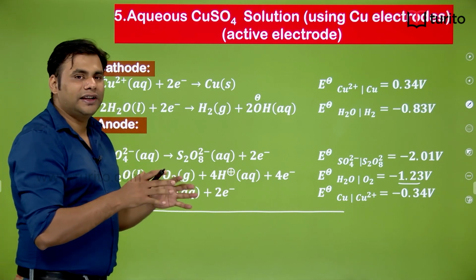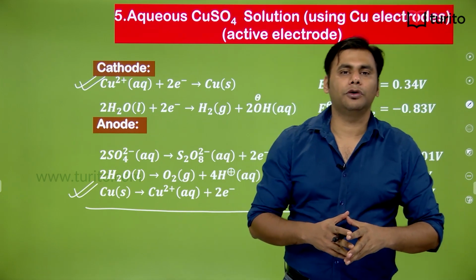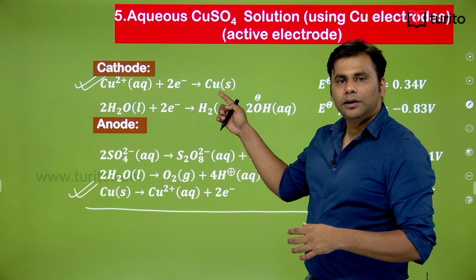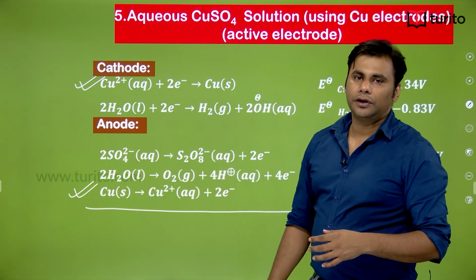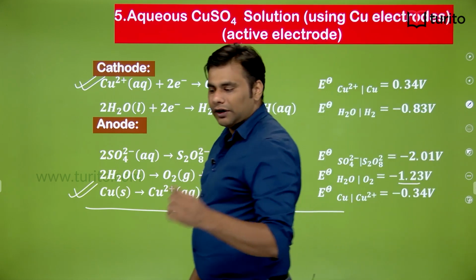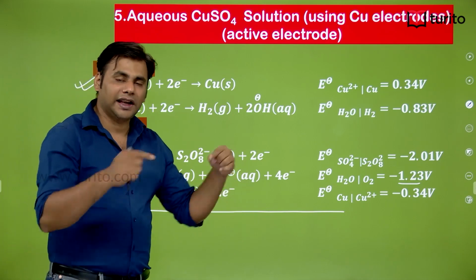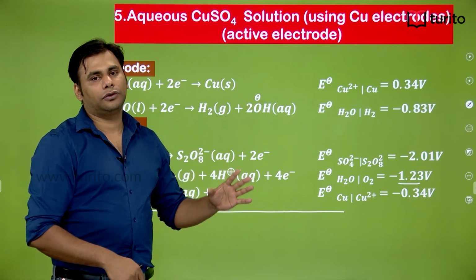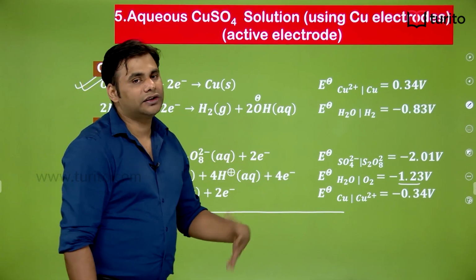So in this case there won't be any concentration change of copper 2 plus, because whatever copper 2 plus is getting reduced at cathode, a similar amount of copper 2 plus would be generated from anode. So this is a very important point. Whenever you are taking any electrolyte and you are dipping an electrode in the solution, if it is an active electrode and not an inert electrode, then you have to consider its oxidation as well.